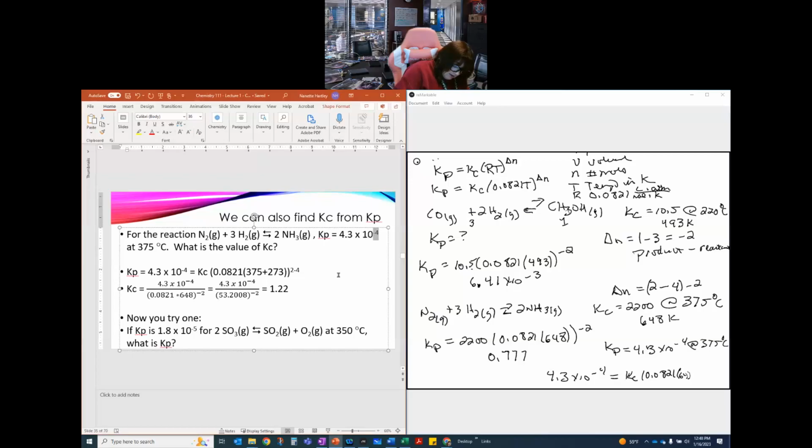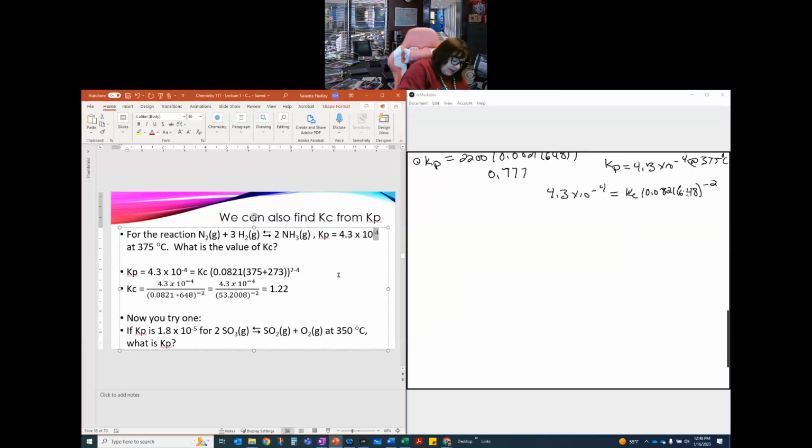So this should be the 648. And then again, our delta n for this is exactly the same as what it was before. So we have -2, all right? Because it's the same equation. So we have our 4.3 times 10 to the minus 4th divided by the 0.0821 times 648 to the -2 power, all right? If I do that math, I end up with 1.22. Okay, that's the value that I get for that. Awesome possum. So now I've found Kp, I have Kc, awesome, all right?